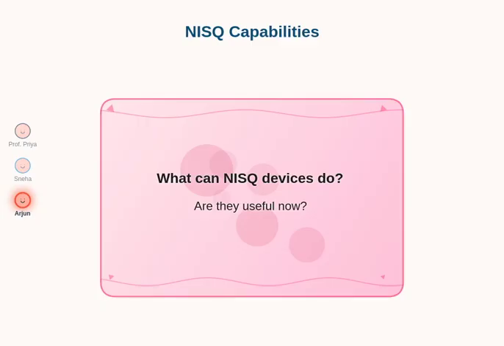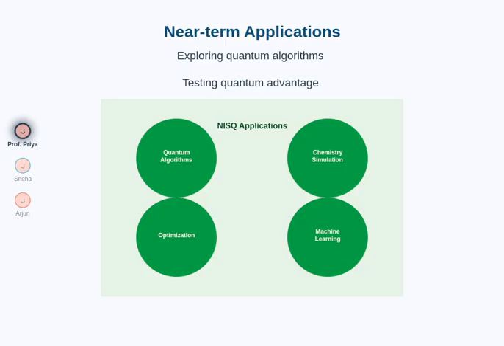So even though they're noisy and limited, can these NISQ devices do anything useful right now? Absolutely. NISQ devices are helping us explore quantum algorithms, test for quantum advantage in specific problems, and develop better error correction techniques for future fault-tolerant quantum computers.